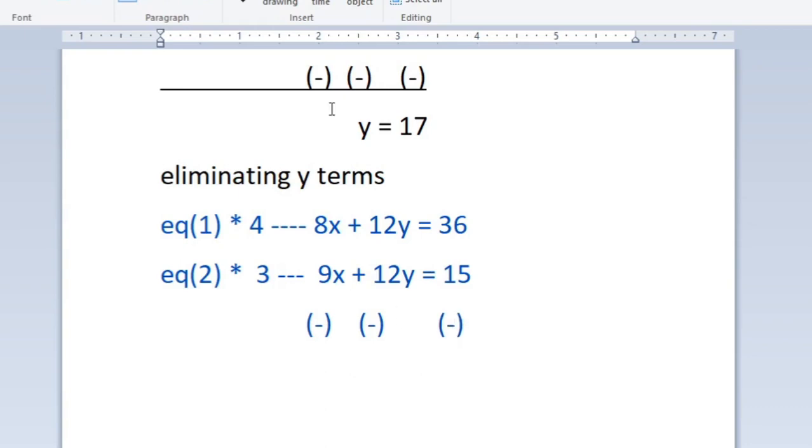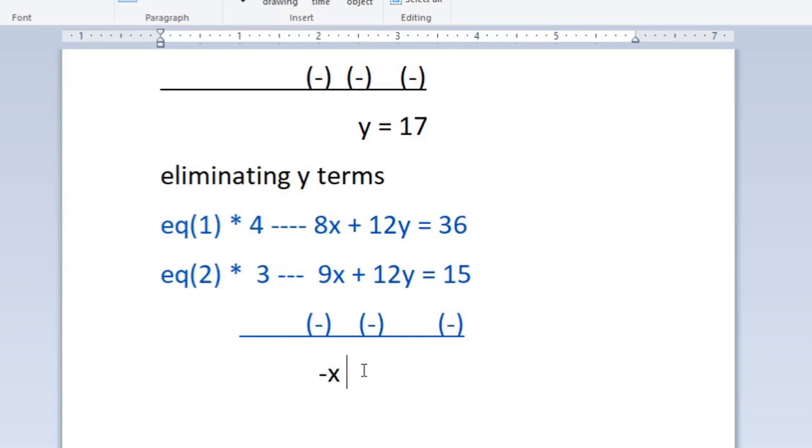After changing the signs, the subtraction is nothing but addition. Therefore, we have to add the coefficients. Here you have to consider this operation: plus 8 minus 9, it becomes minus 1x, that means minus x. Then come to y terms. Here plus 12, here we have minus 12. Both are cancelled. It gives 0y. There is no need to write 0y.